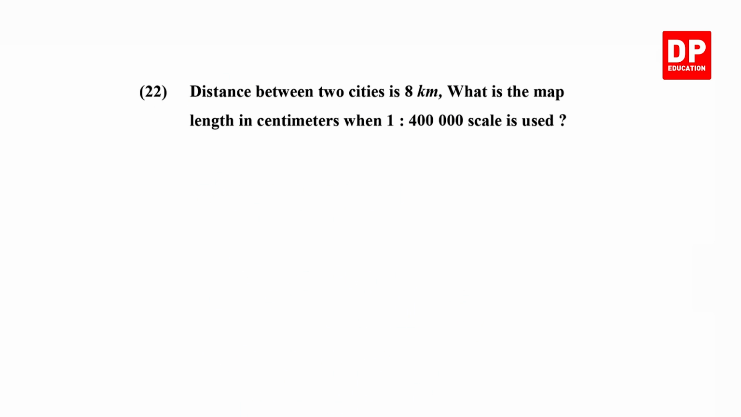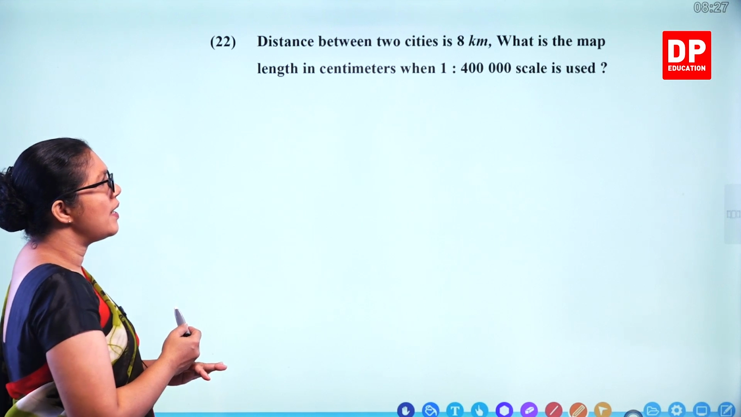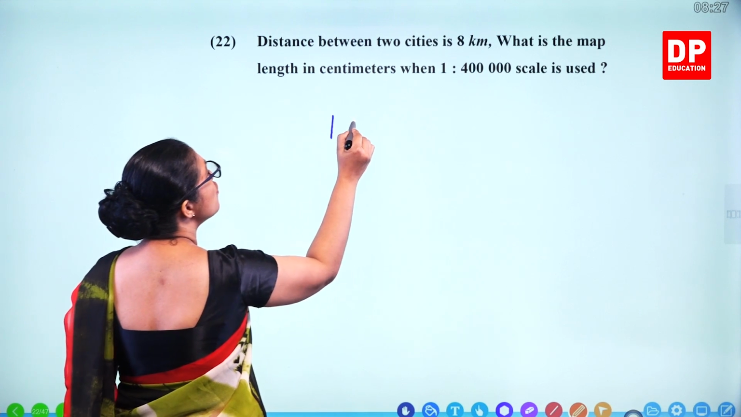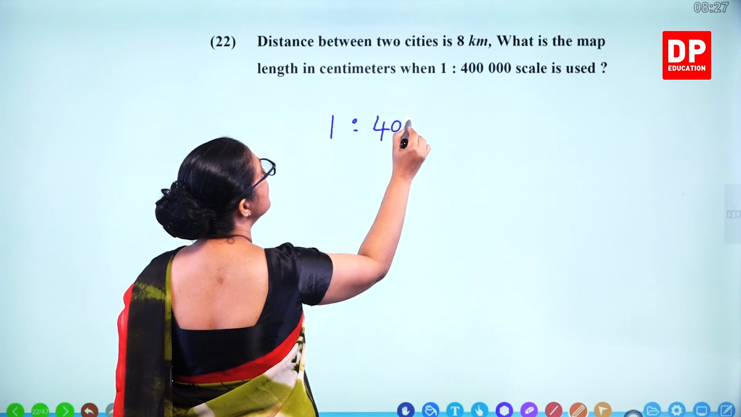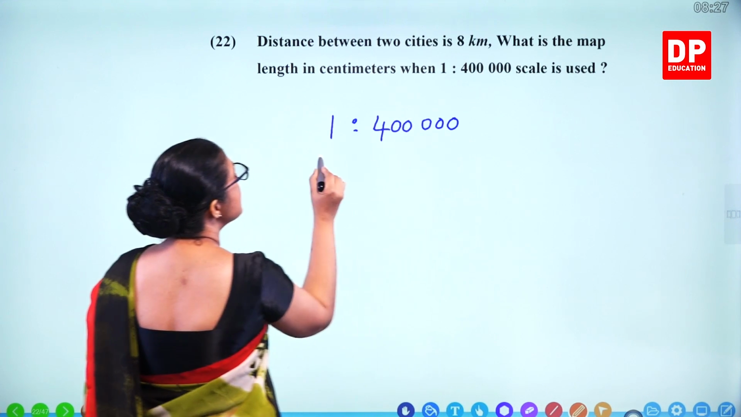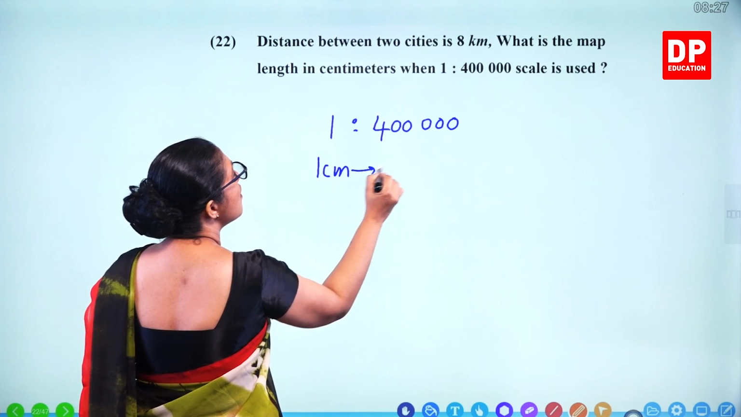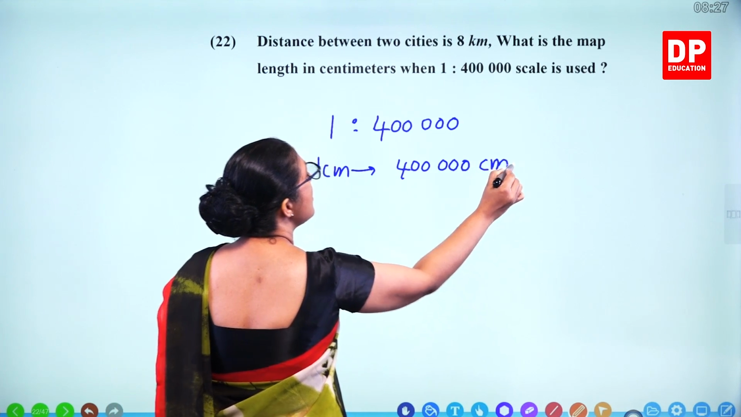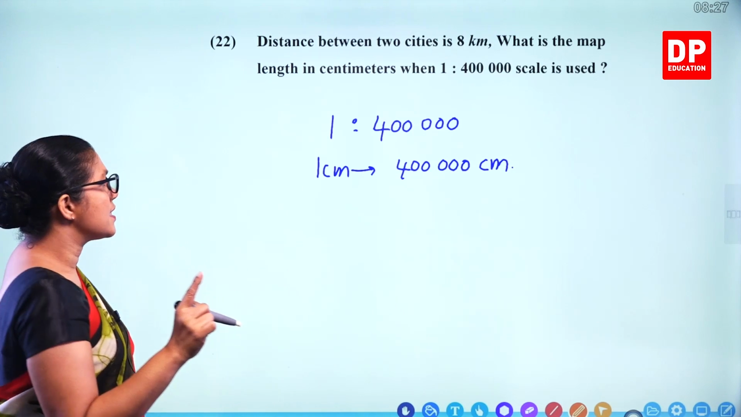Question number 22. Distance between two cities is 8 kilometers. What is the map length in centimeters when 1 to 400,000 scale is used? 1 to 400,000 means 1 centimeter represents 400,000 centimeters. So in maps we take centimeters.